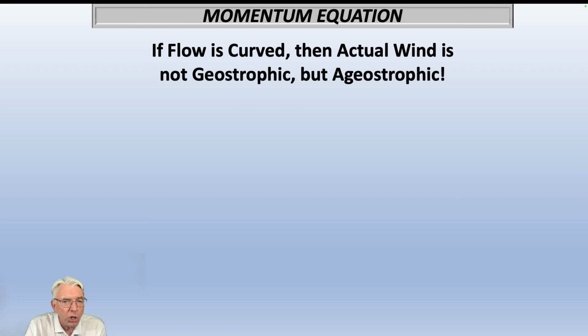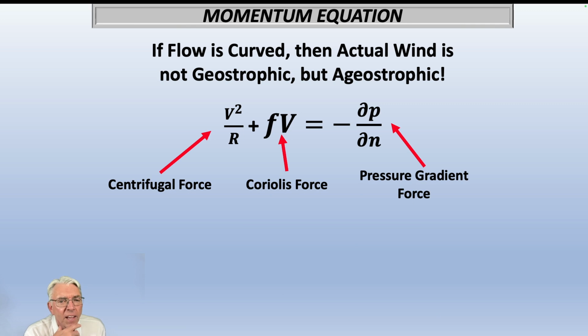Now, if the flow is curved, then the actual wind is not geostrophic, but what we call ageostrophic. And really, most of the weather that we experience, weather of substance, is because of ageostrophic components to the wind. If everything was balanced, the weather would be very boring a good bit of the time, okay? So it's the ageostrophic wind that comes into play that really makes a lot of our sensible weather.